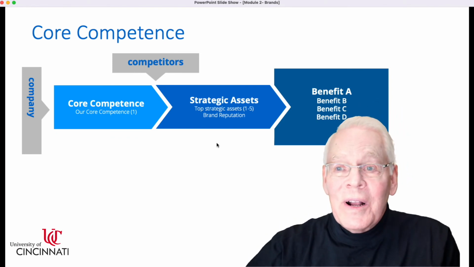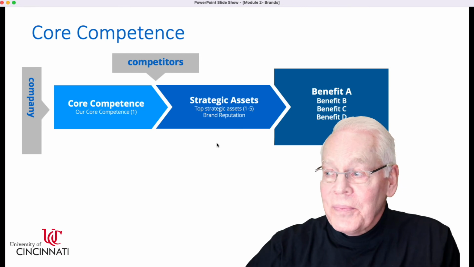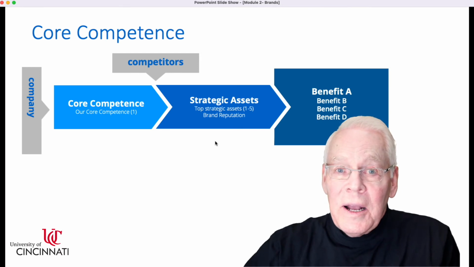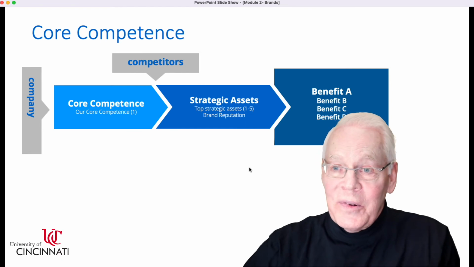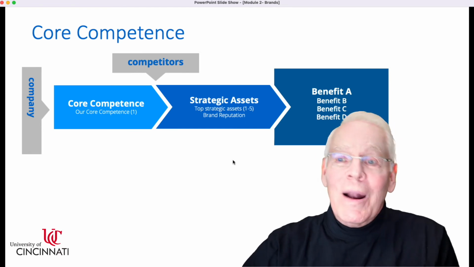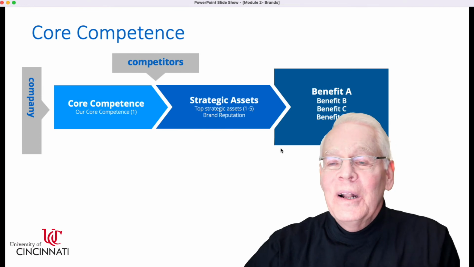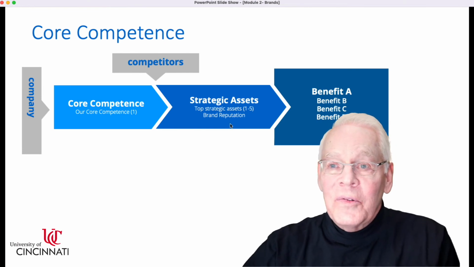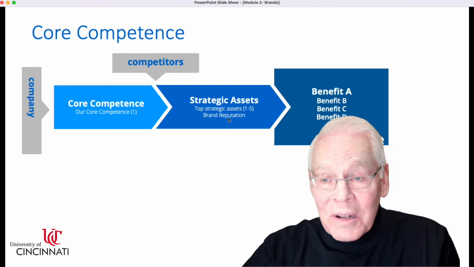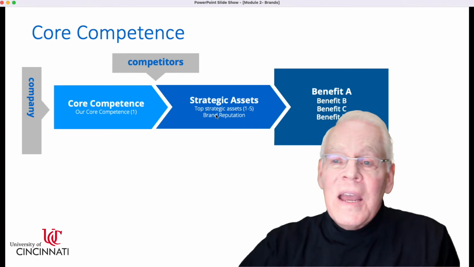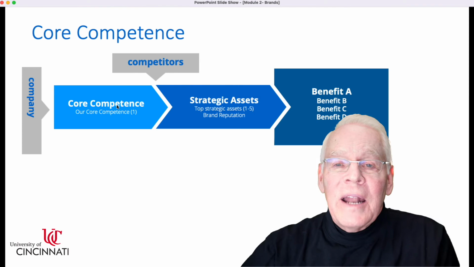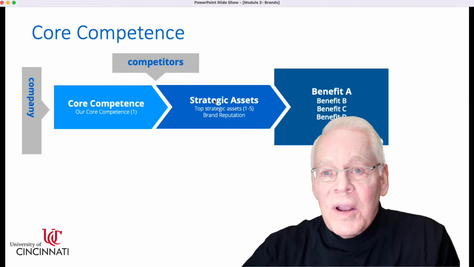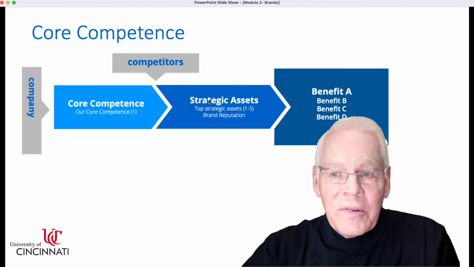Now, the way to figure out core competence may surprise you. When you look at a company, you start by looking at its primary benefit that it's delivering, and then you work backwards to link it to the strategic assets that are used to deliver that benefit. And then you go back and say, now, who are the people in the company that have the skills that create and manage that strategic asset?